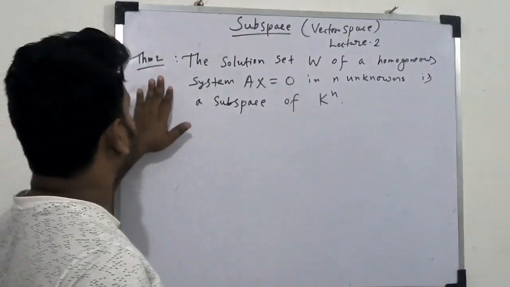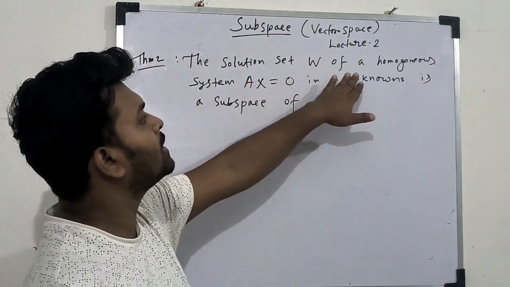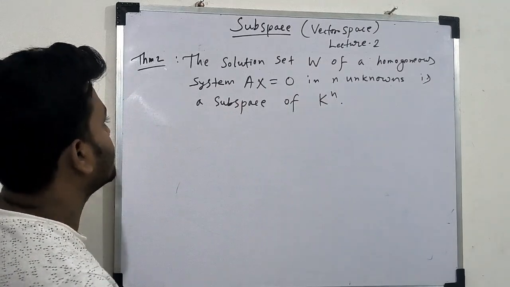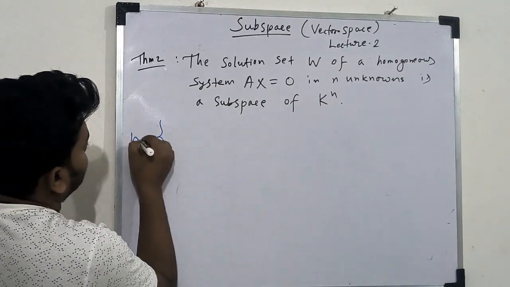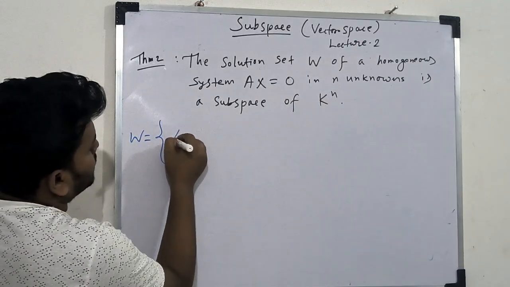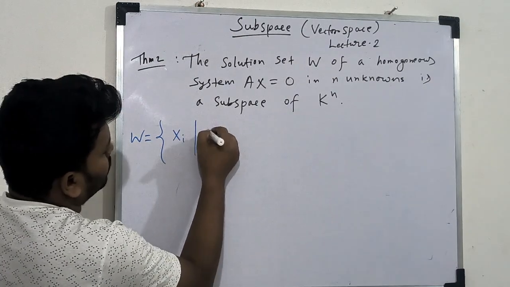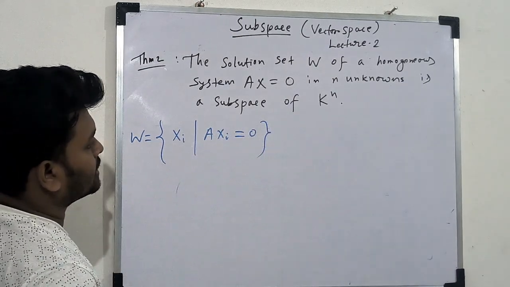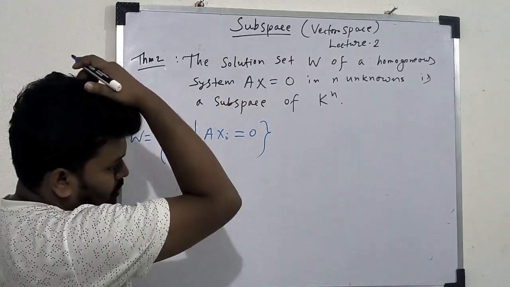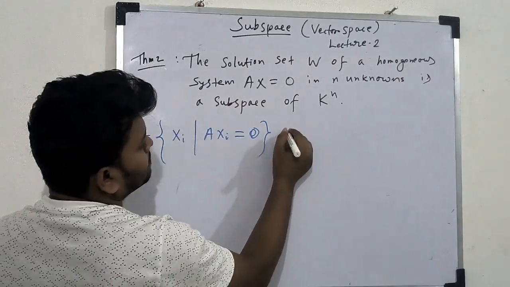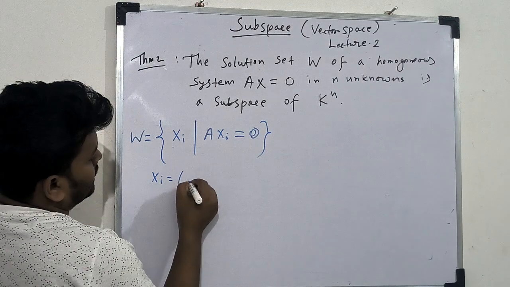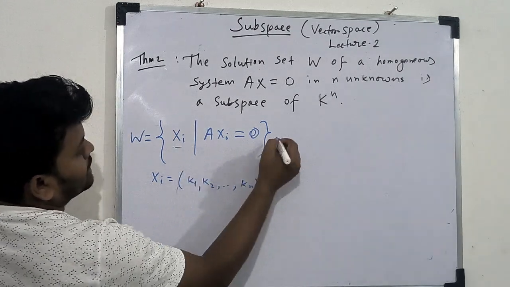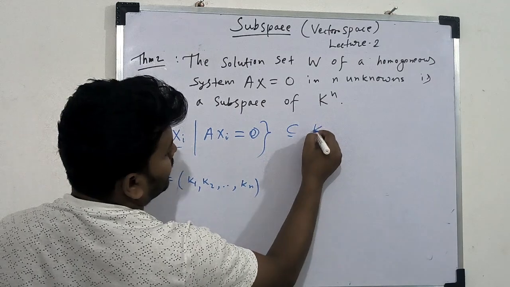So let us take the second theorem. The solution set W of a homogeneous system AX equal to 0 in n unknowns is a subspace. So if we find a set W which contains x for which Ax equal to 0, this is the solution space of this homogeneous system AX equal to 0. Each x is written as (k1, k2, ..., kn). So this is a subset of Kn.